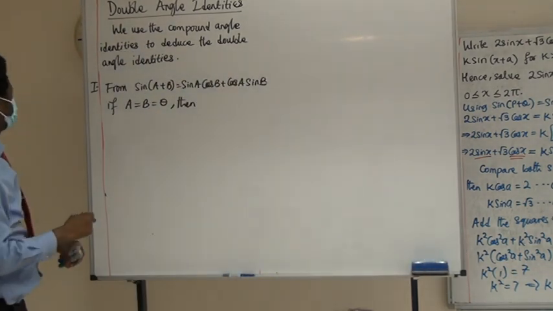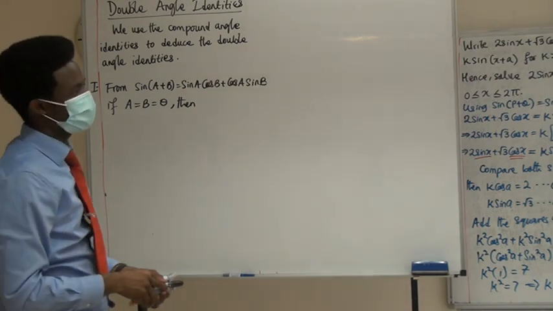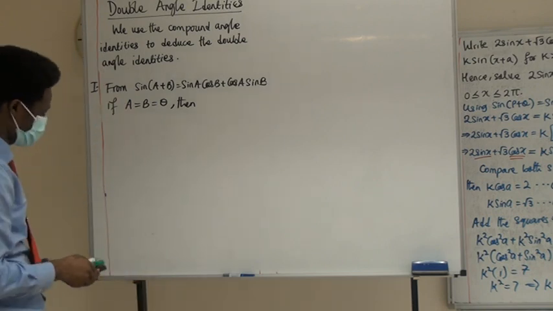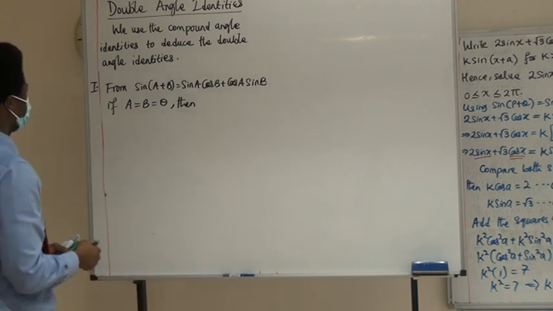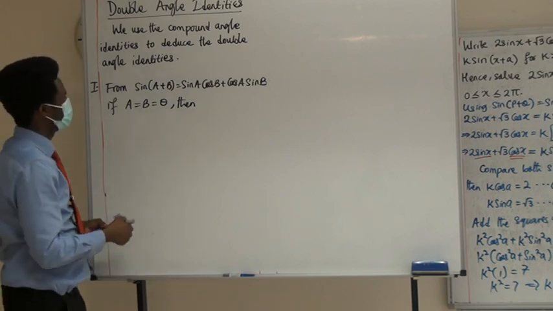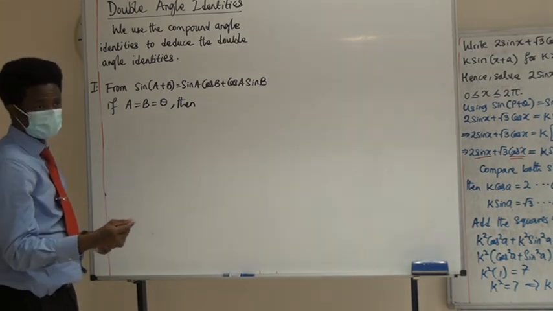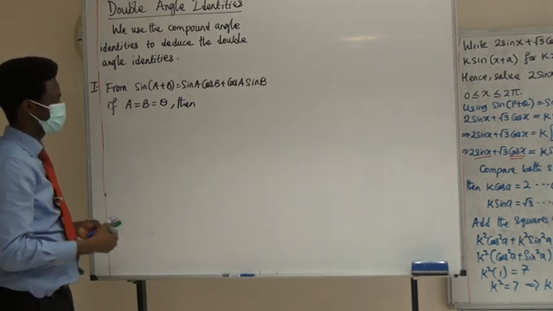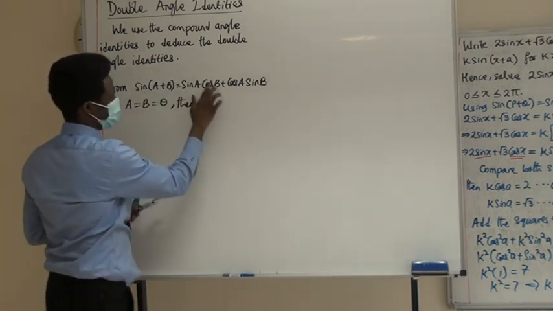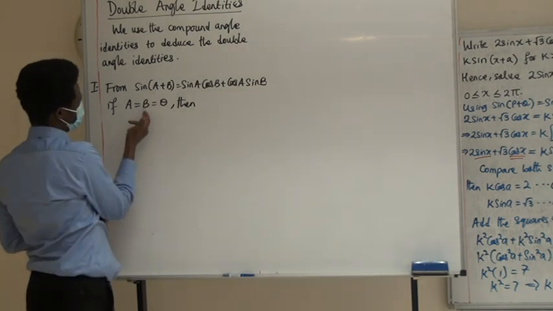Okay, guys. Let me quickly explain this in the next 3 to 5 minutes. So for double angle, like I said, we just do it properly now. From the compound angle, we deduce the double angle formulas. For sine, it's from the compound angle for addition of sine. Cos is the same, tan is the same. From here, we let A and B be equal. So I just call them theta.